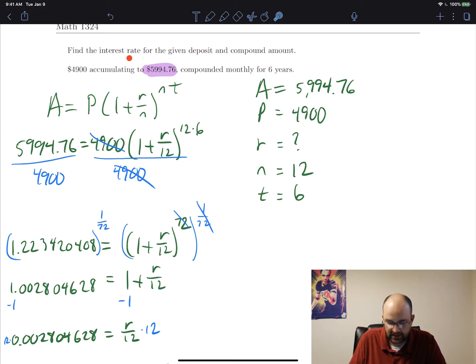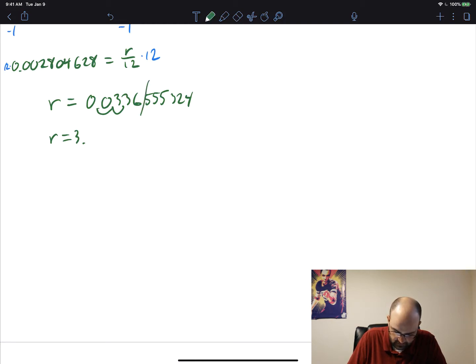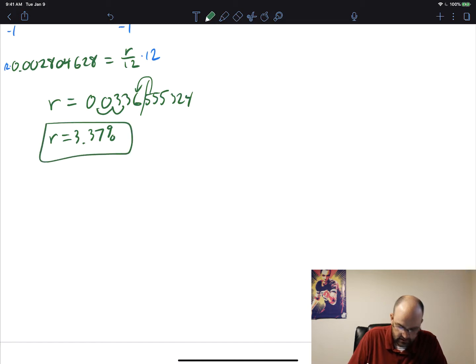So we want the interest rate, and we're going to want that in percentage format, and we're probably going to want it to the nearest hundredth, which means first we need to move the decimal right 2. So it means it's 3 point something. And since that's where the decimal is now, tenths, hundredths, and that's where I need to cut it off. Since that's a 5, that makes that become a 7. So this would be 3.37%. And there would be my answer.